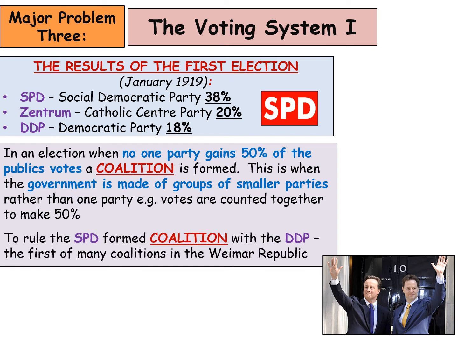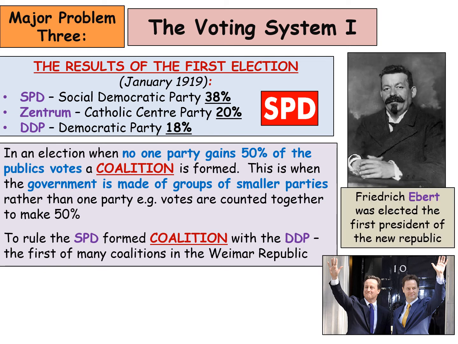In order to rule in this situation, the SPD formed a coalition with the Democratic Party, which is the first of many coalitions that the Weimar Republic is going to make. Because proportional representation meant that there were so many different littler parties that got the vote, the only way to actually get a majority was to form a coalition with another group.